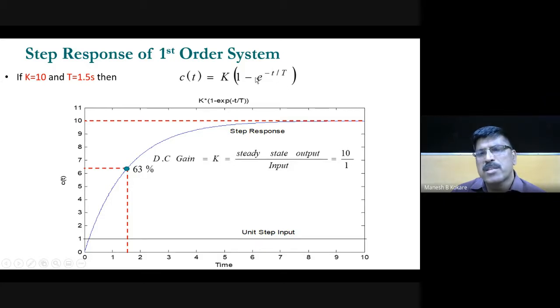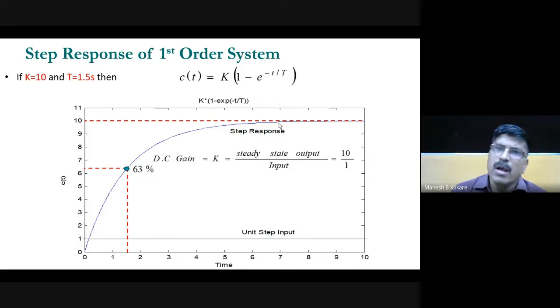So 1 minus 0 will be 1. So 1 multiplied by k, what is the value of k? 10. So at infinity, your value of response will be 10. So it will reach the value of 10. But before that, your system is reaching the desired value in 7 seconds. From this graph, you can say that within 7 seconds, it is reaching the desired value. I hope that you have understood this one.